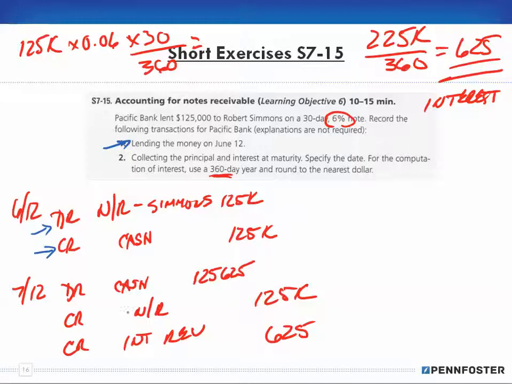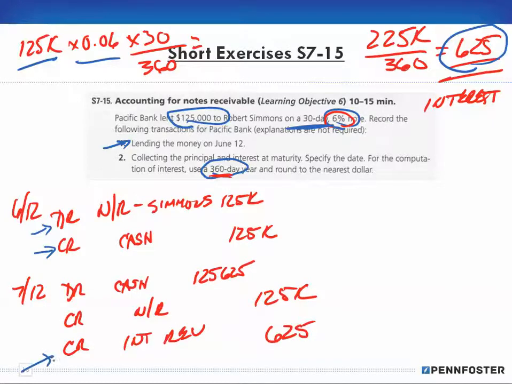I then have to go and calculate the amount of interest. The note was for 125,000 at 6% for a 30-day period, and it tells us we're using the ordinary method of 360 days. So when we multiply that out, we end up with $625 in interest. Well, that's revenue to us, right? Because we only lent out 125,000, we're getting 625 additional dollars in interest. So I have to credit interest revenue for the 625.